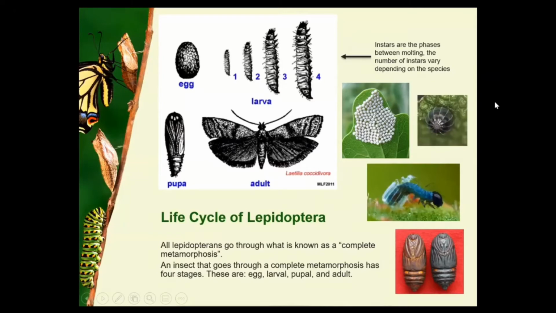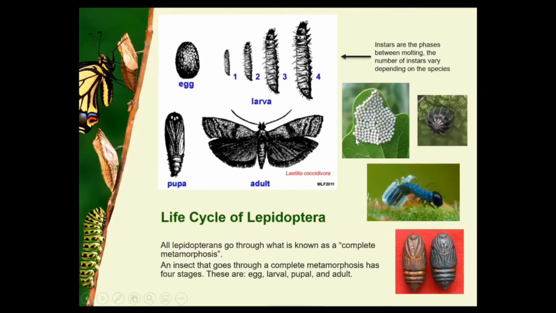So the life cycle of Lepidoptera, this is showing it, started as an egg, and then these are the larval instars, which are the phases that they have between molting. They usually have like 4 to 6, depending on the species, but it can vary. Then they pupate, and then they become an adult.